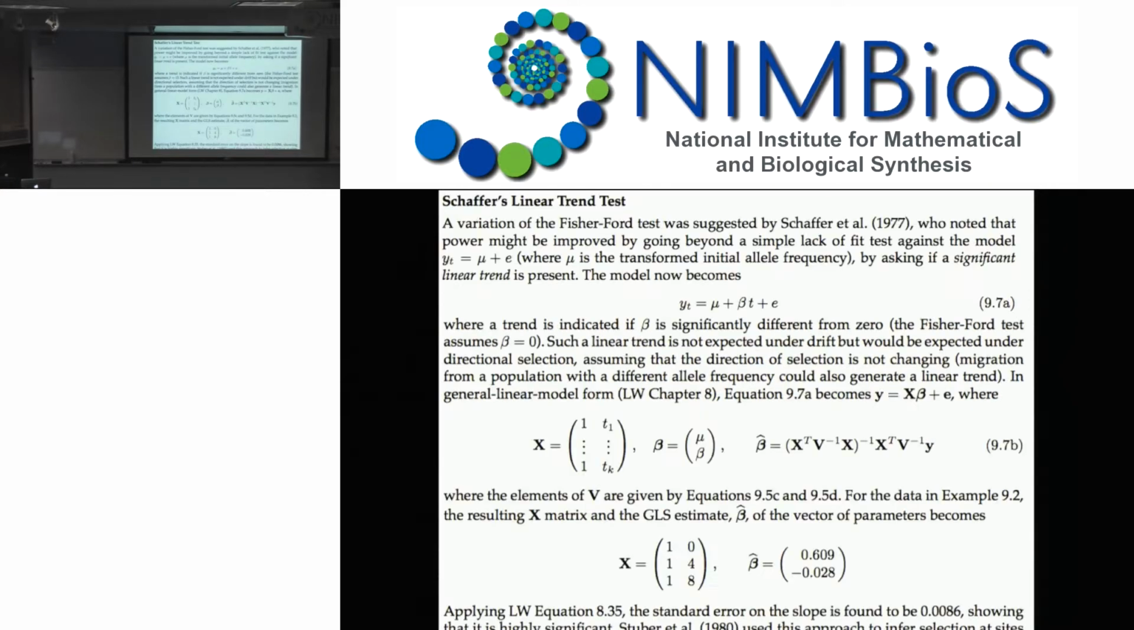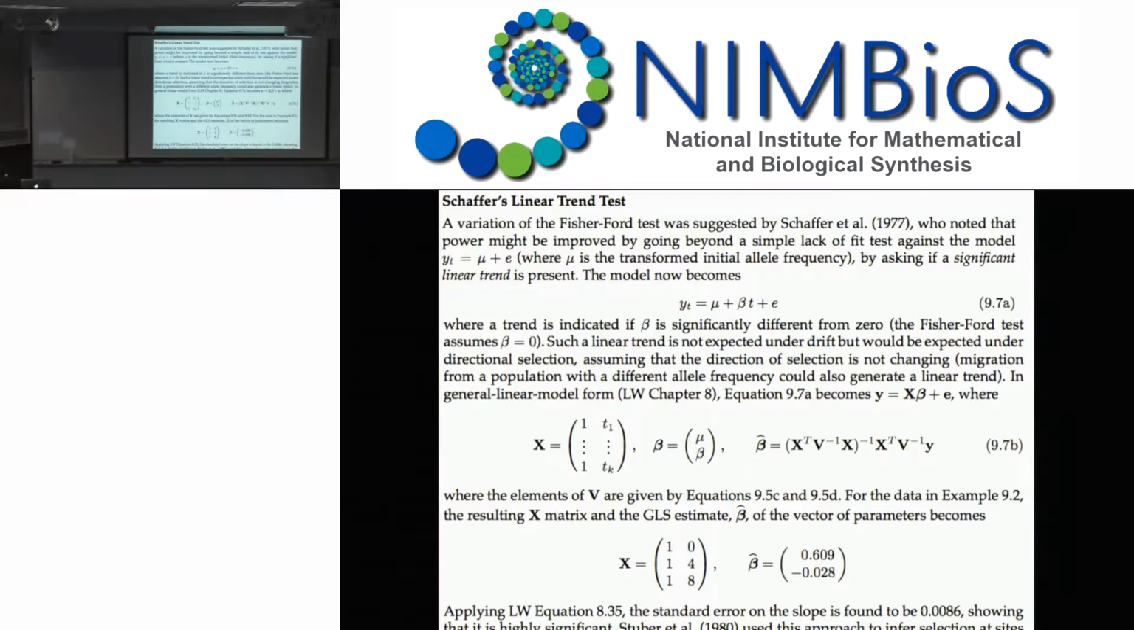One more modification is Schafer's linear trend test. Under simple drift, the model is mu plus e. The allele frequencies are the initial frequencies plus an error, because you're randomly diverging about that initial frequency, but your expected value is 0. That's why you can use those other frequencies to estimate your initial value.